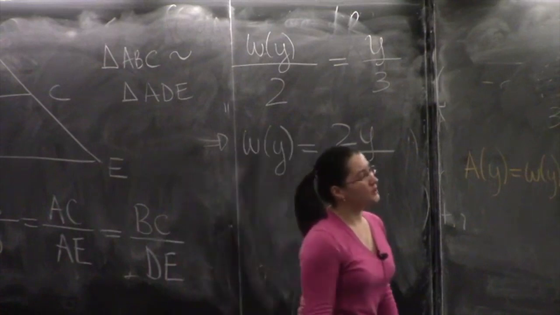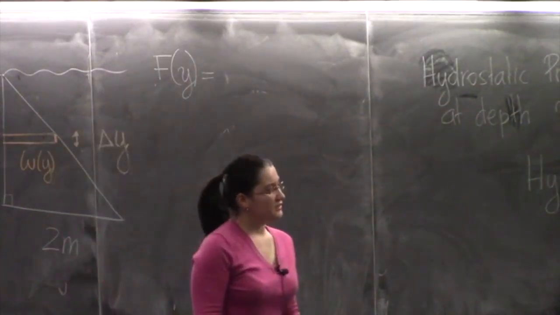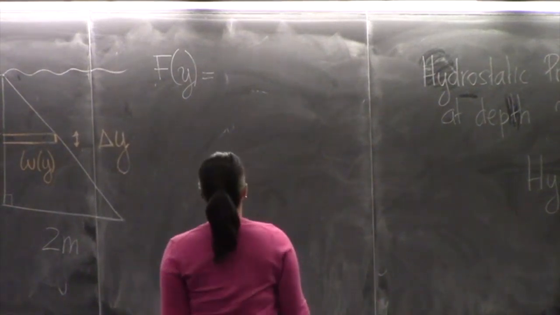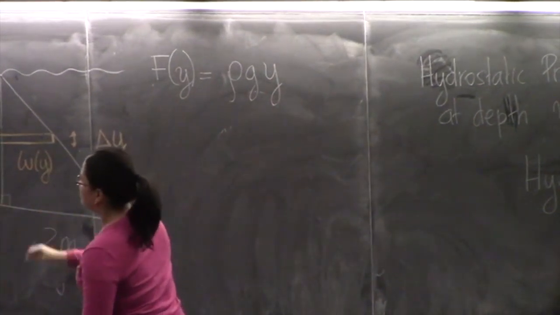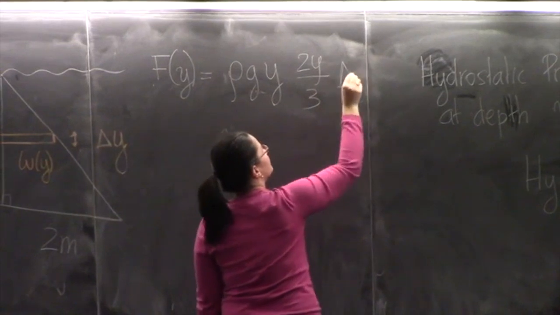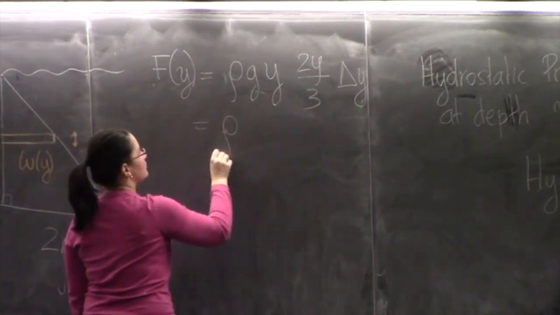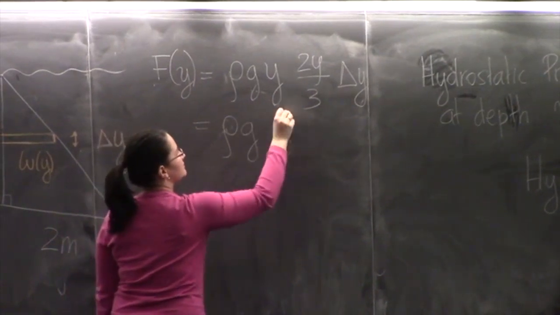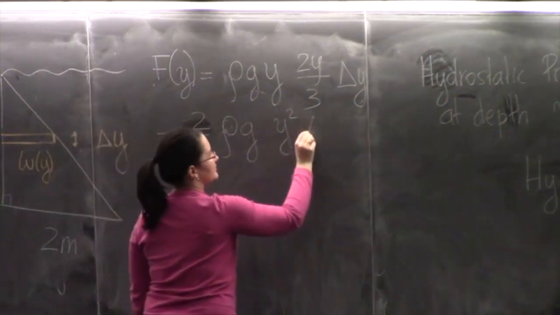So we can go back to our computation over there and write our newly discovered fact. The force on the strip is rho gy times 2y over 3 times delta y, which gives rho g, with 2 over 3 in front, times y squared, times delta y.